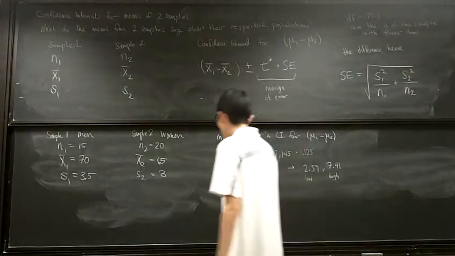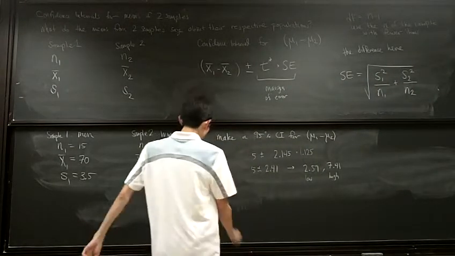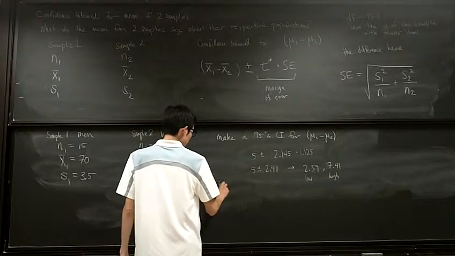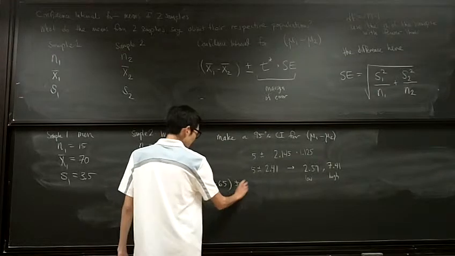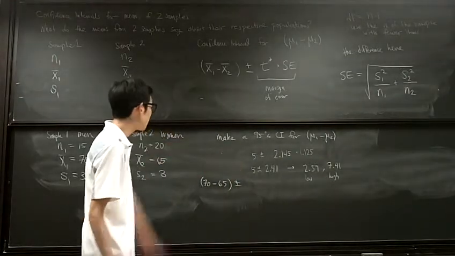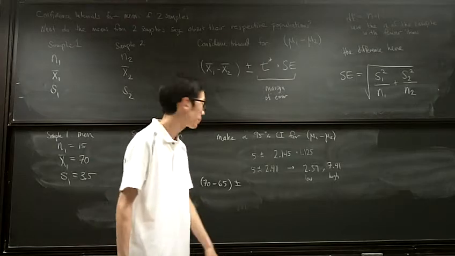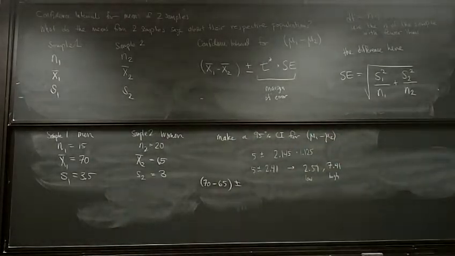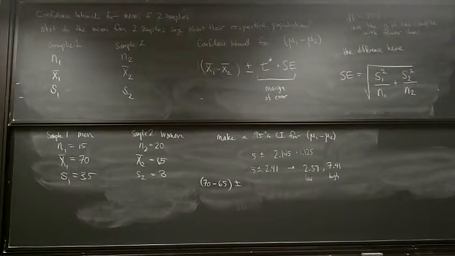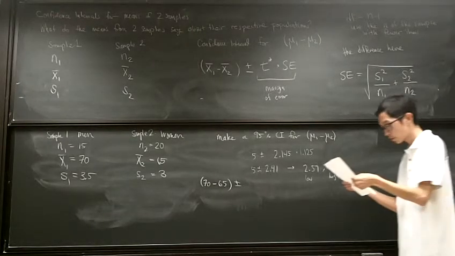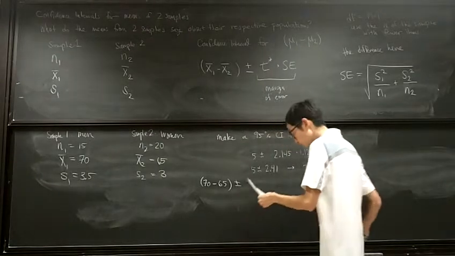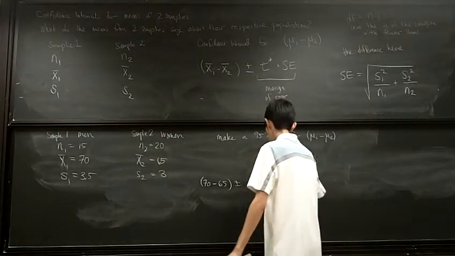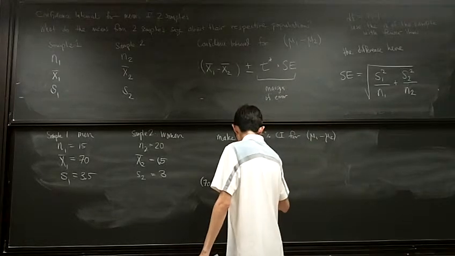Okay, let's see what happens. X1 bar minus X2 bar. X1 bar is 70. X2 bar is 65. Plus or minus. What is my degrees of freedom? 14 degrees of freedom. 95% confidence. What's the number I'm going to use? 2.145. Plus or minus 2.145.